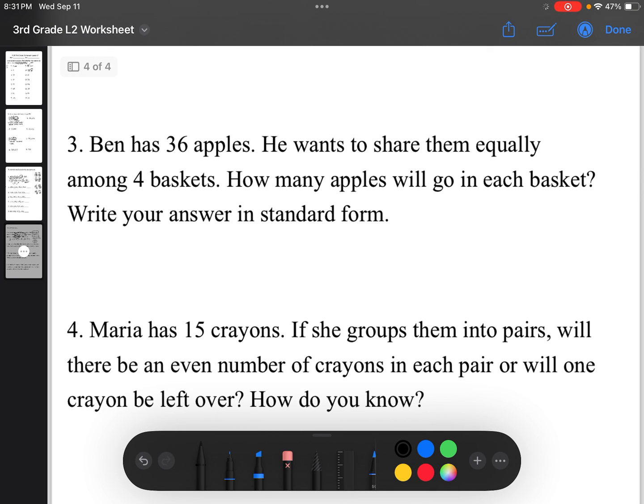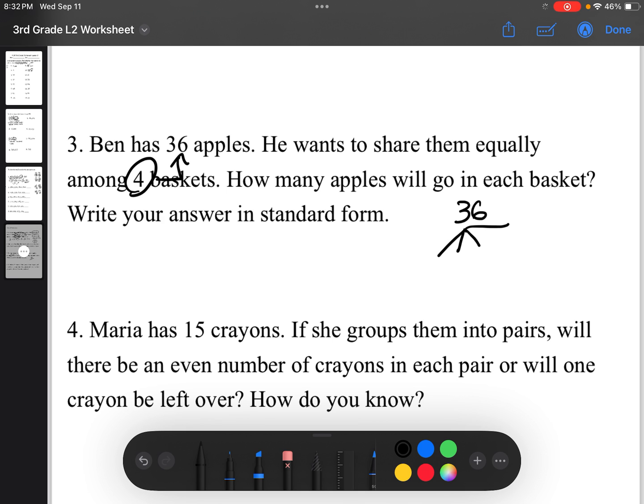So Ben has 36 apples and he wants to share them equally among 4 baskets. How many apples will go in each basket? So basically, we're going to do 36 and spread it apart into 4 sections. And each one has to have a blank amount of apples. So let's do this. The thing is basically, we're going to see how many 4s go into 36.